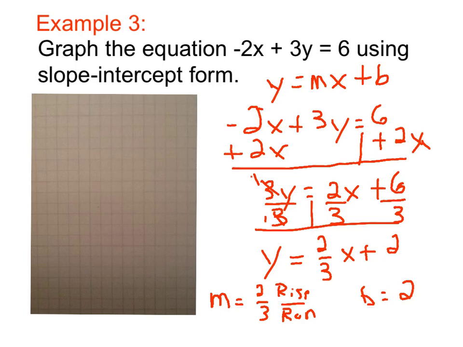So, getting an x and y axis here, let's go ahead and graph the y-intercept. So here's 2. It's going to cross the y-axis at 2. Our slope is 2/3. So from the y-intercept, we want to rise 2 and run 3. So we go up 2, 1, 2. We're going to go over 3, 1, 2, 3, and put a point there. Then draw a line through.